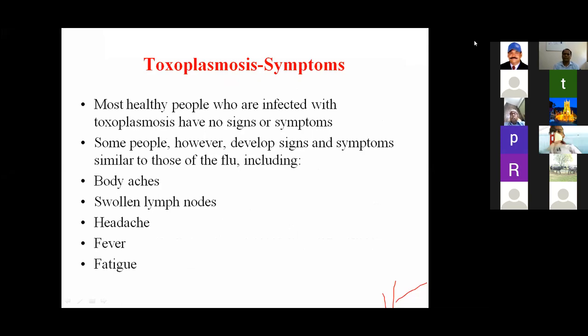Toxoplasmosis symptoms. Most healthy people who are infected with toxoplasmosis have no signs or symptoms. Some people, however, develop signs and symptoms similar to those of flu, including body aches, swollen lymph nodes, headache, fever, and fatigue.